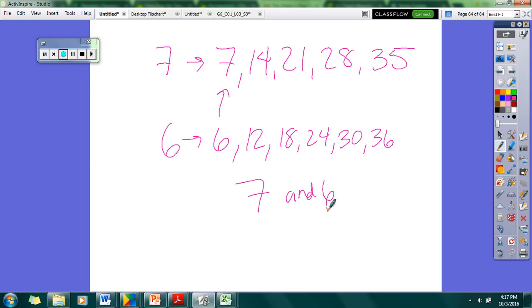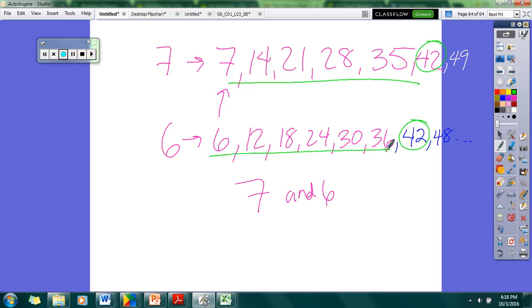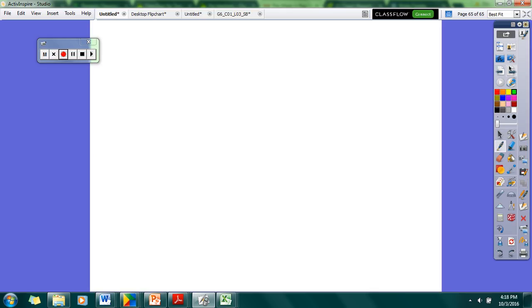Okay, so I'm going to keep going with 7. A couple more, 42, 49, okay? And then I'm going to keep going with 6. I'm going to have 42, 48, and I can go on and on. So I want to look, what is the smallest number that both 7 and 6 share? Well, I see that 7 and 6 share 42. There is no number from before that they share, so the LCM of 7 and 6 is going to be 42, okay? So let's do another one and possibly even do another strategy, okay?